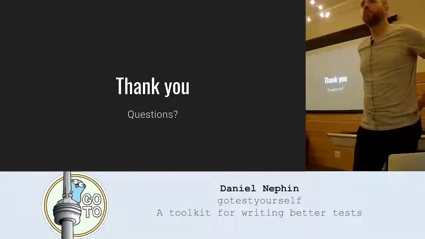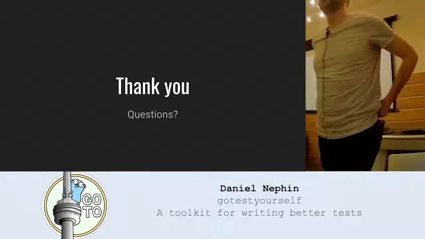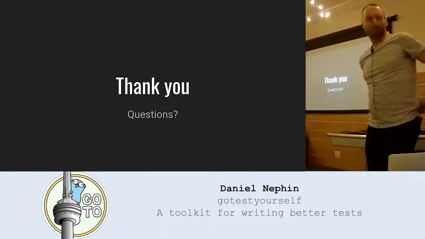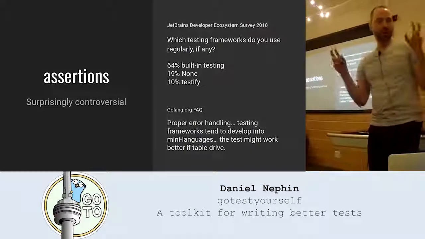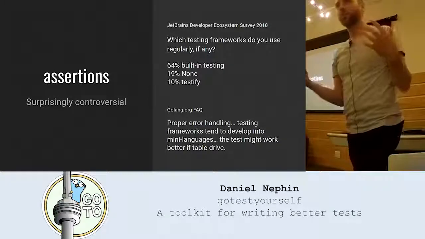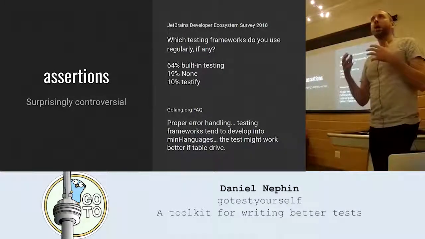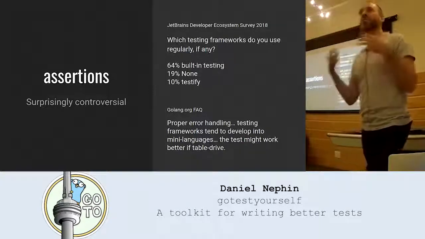Cool. So maybe I'm going to move on to this one. What's the issue with asserts? They're controversial, so let me jump back to this slide here. The official Golang FAQ has a section about it from the Go authors that talks about error handling. Is this Go specific? Yes, this is Go specific. It's a Go community thing.